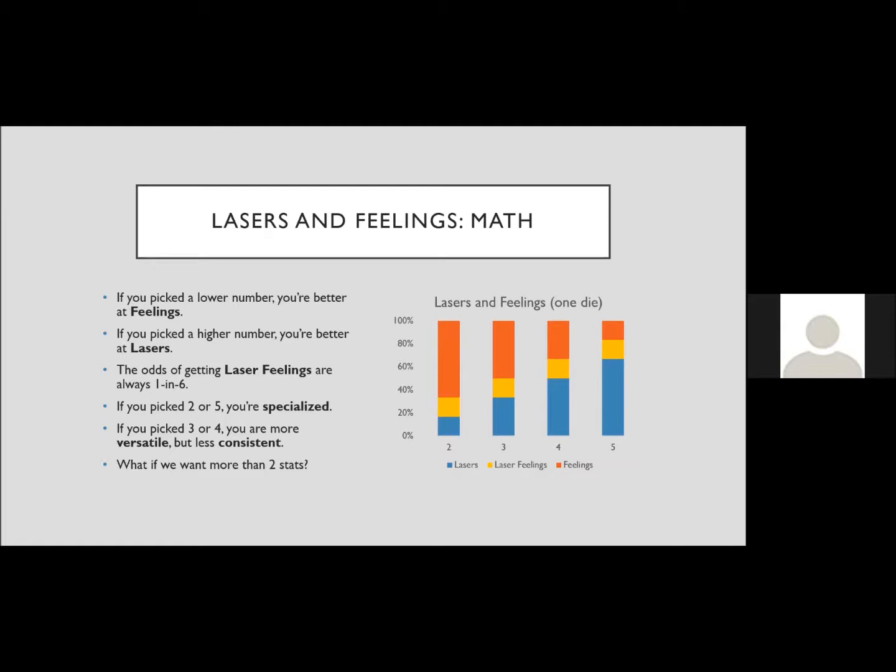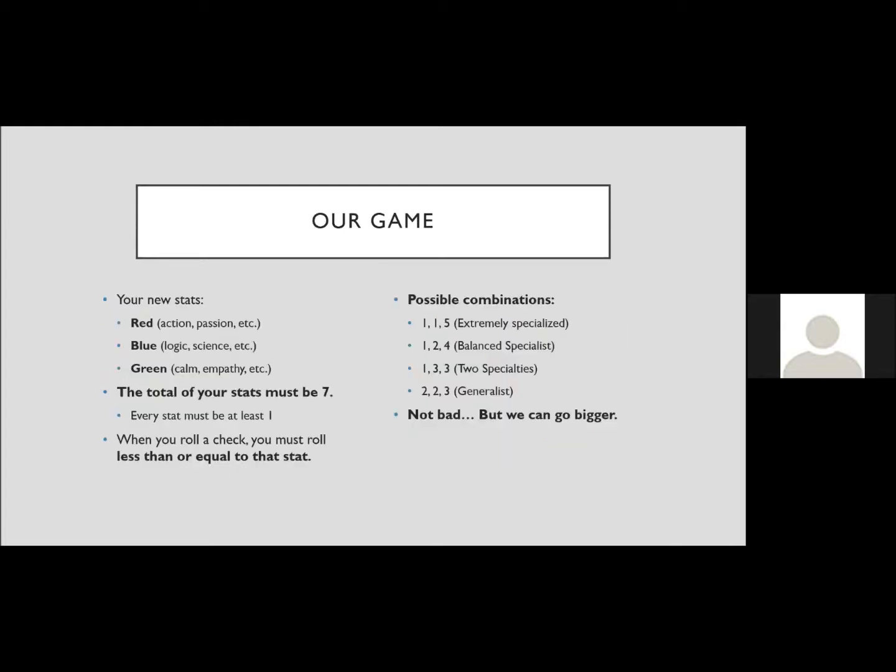And that's cool, but what if we wanted our game to have more than 2 stats? Well, here we go. So for our system, let's actually add a 3rd stat in. We're going to rename lasers to blue. We're going to rename feelings to red, and we're going to add green, a 3rd stat, which will represent calm and empathy and de-escalation. To generate your stats, the total of all of your stats has to be 7, and every stat has to be at least 1.